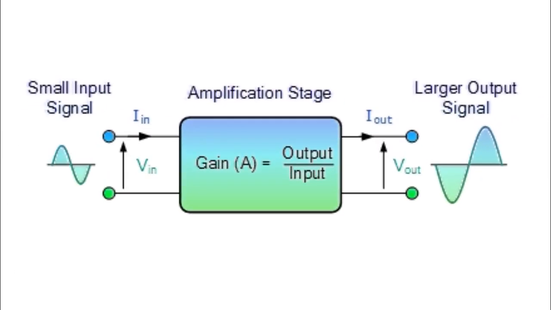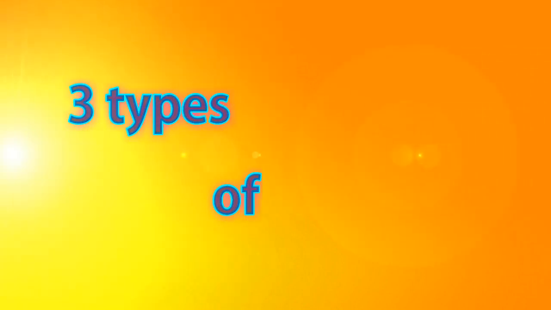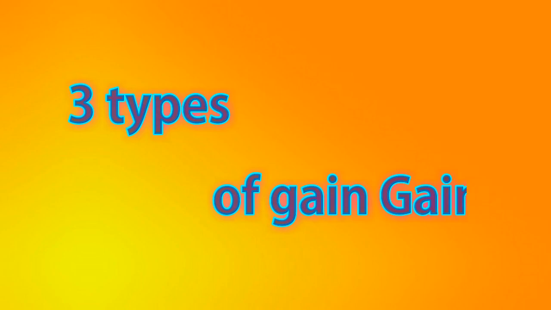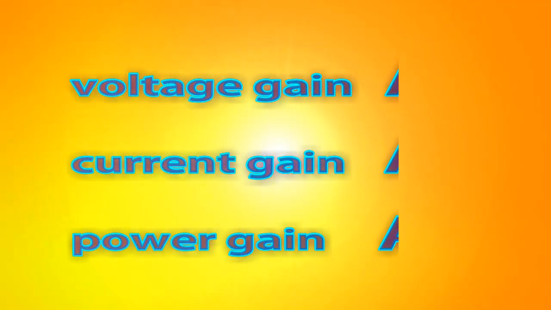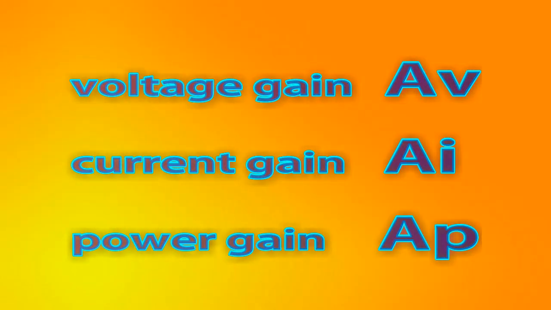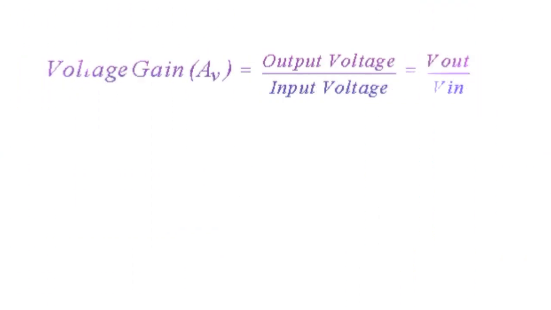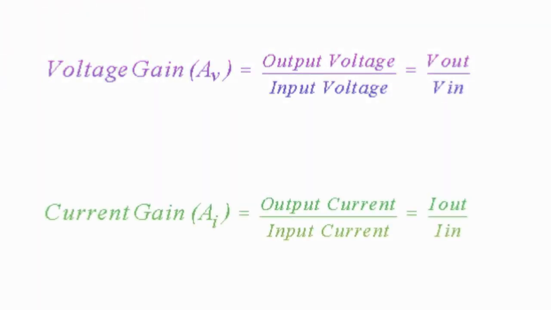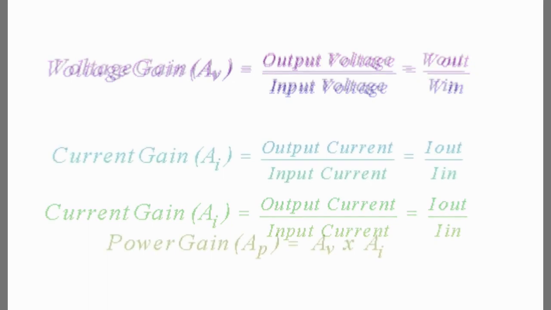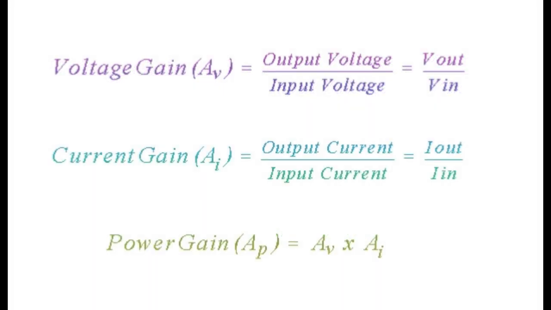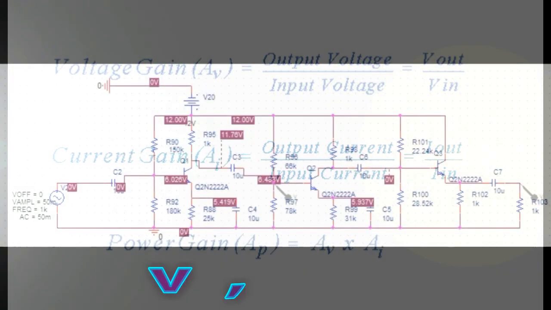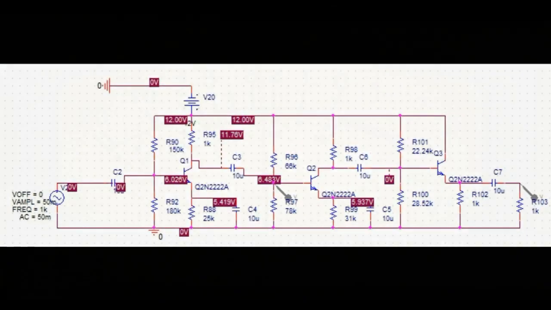As we said, the gain of the amplifier can be calculated by dividing the output by the input. This image shows the gain of the amplifier. Thus, there are three types of gain: voltage gain, Av, current gain, Ai, and power gain, Ap. The power gain can be calculated by dividing the output power by the input power. Also, indices I, V, and P are used to indicate the type of amplifier.